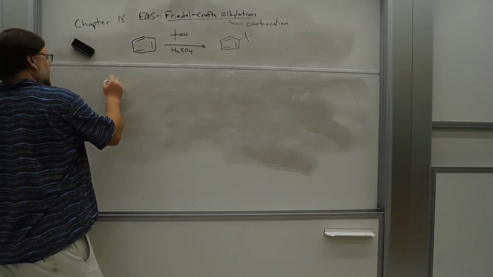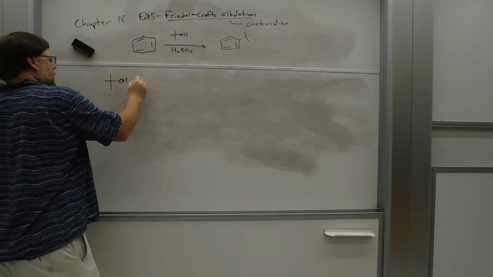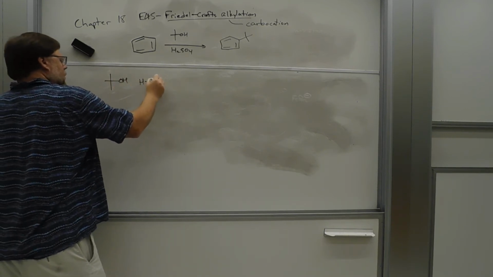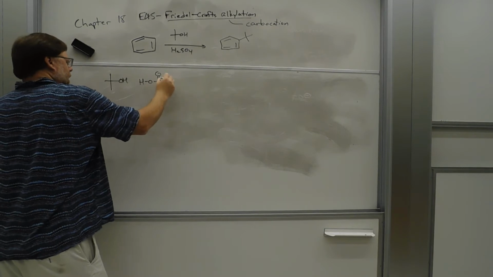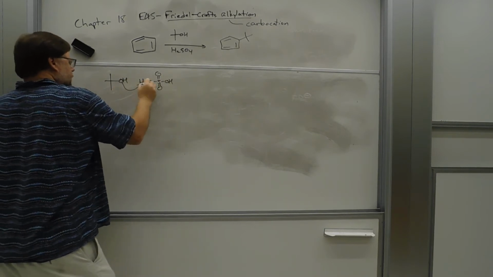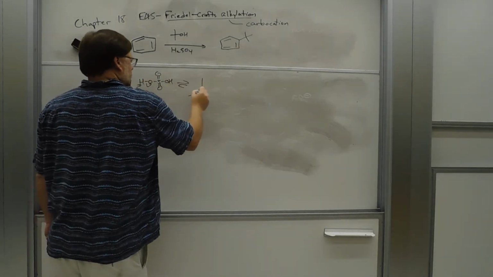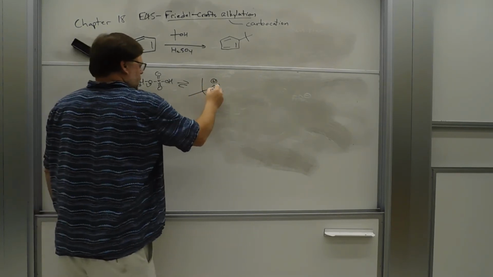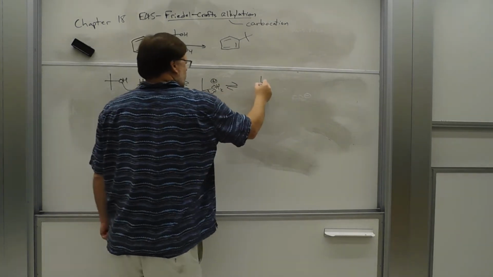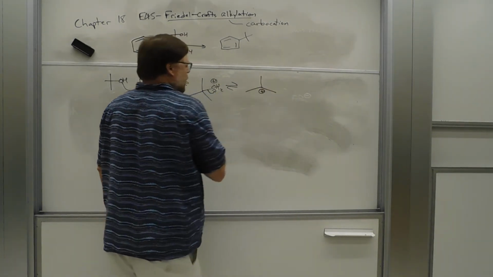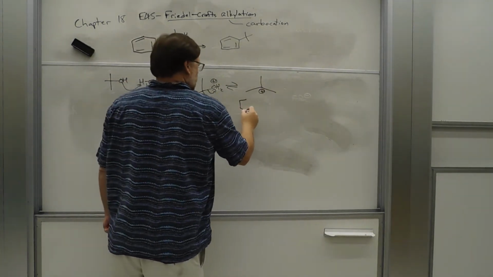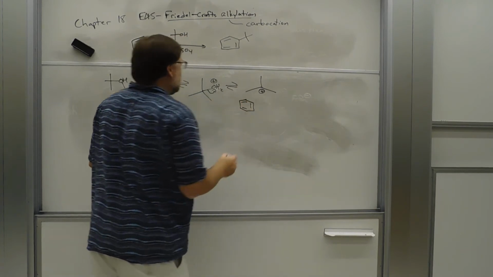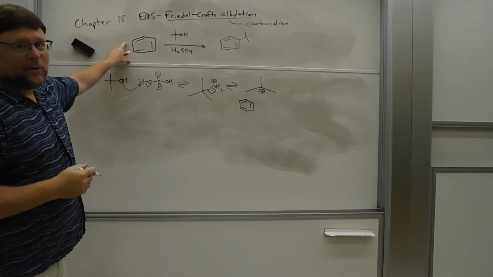So we start with t-butanol. It's going to be protonated by sulfuric acid. That makes water a good leaving group. Now you have your carbocation. And now benzene can attack that. Remember, benzene's a nice stable molecule.